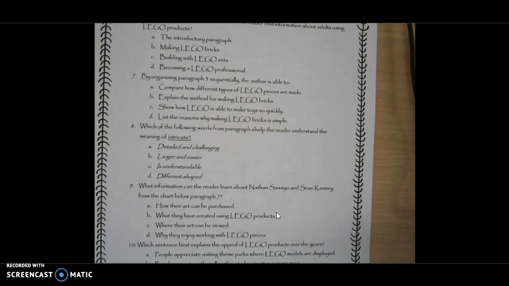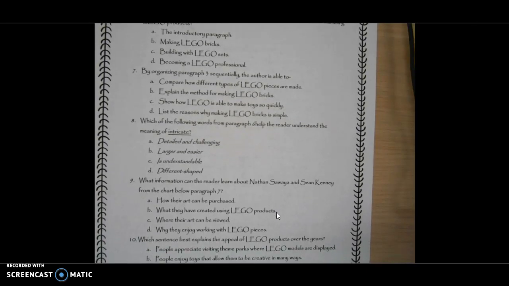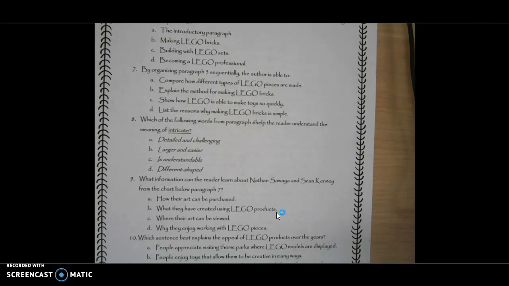8. Which of the following words from paragraph 6 help the reader understand the meaning of intricate? A. Detailed and challenging. B. Larger and easier. C. Is understandable. Or D. Different shaped.